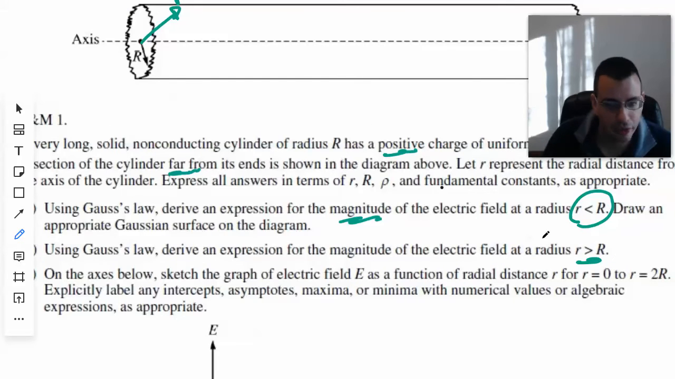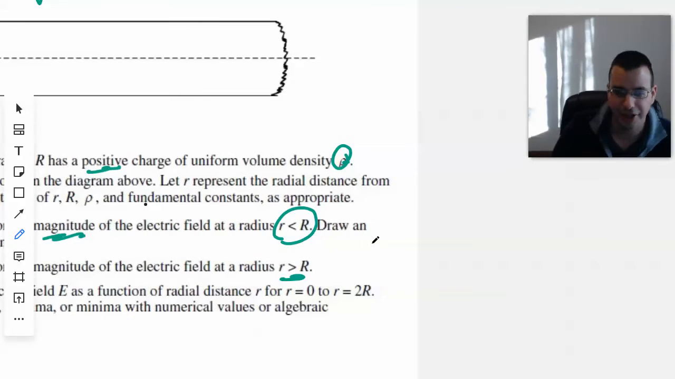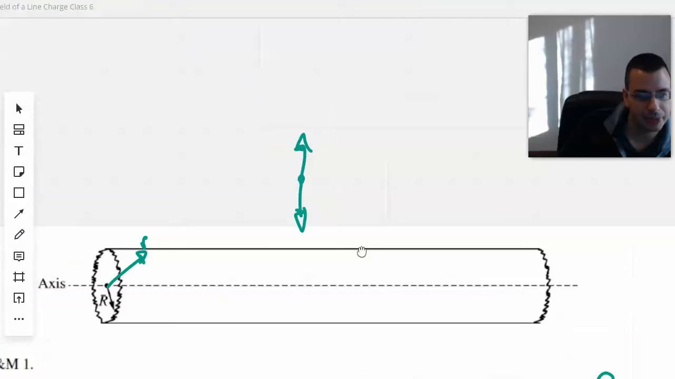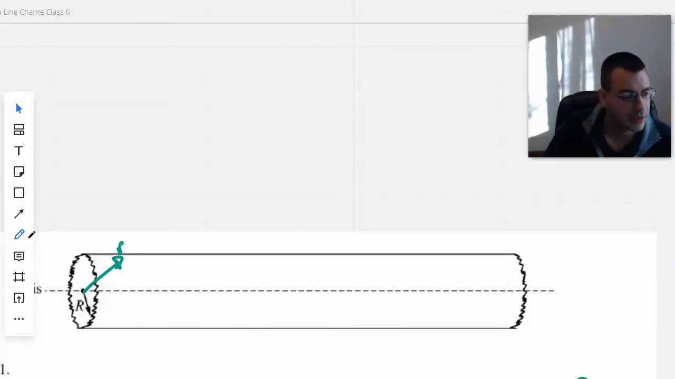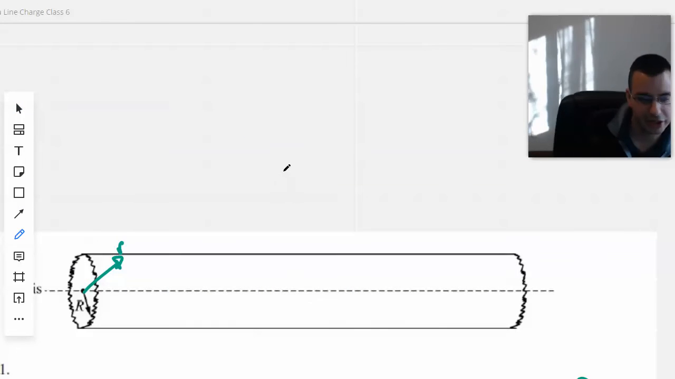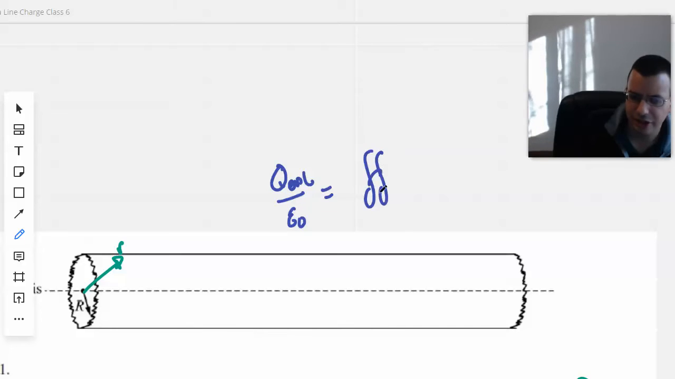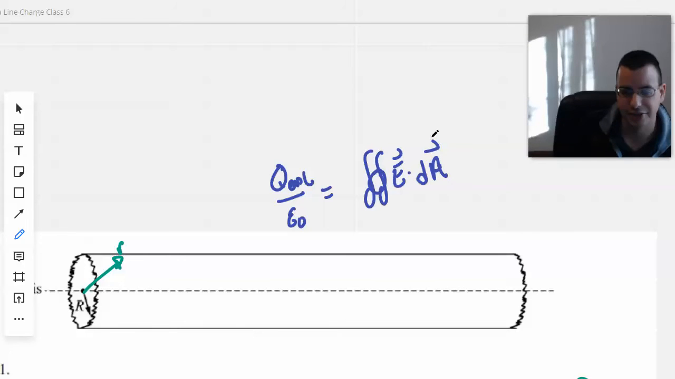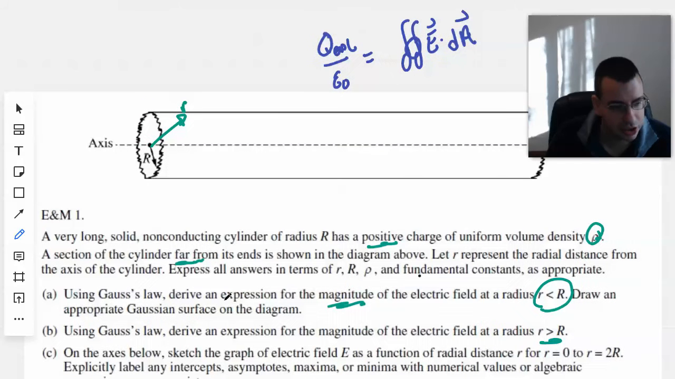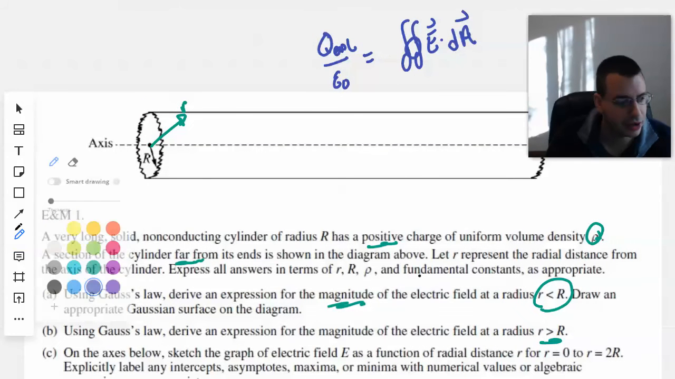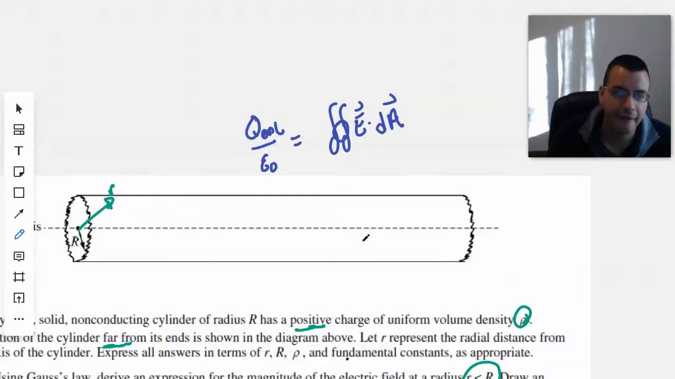Gauss's law for r less than R. So start by writing out Gauss's law. Actually, I'll write it up here so I have it as a reference with the diagram. Gauss's law is Q enclosed over epsilon naught equals the double integral of E dot dA. Yes. And we're supposed to use Gauss's law to derive an expression for the magnitude of the electric field.